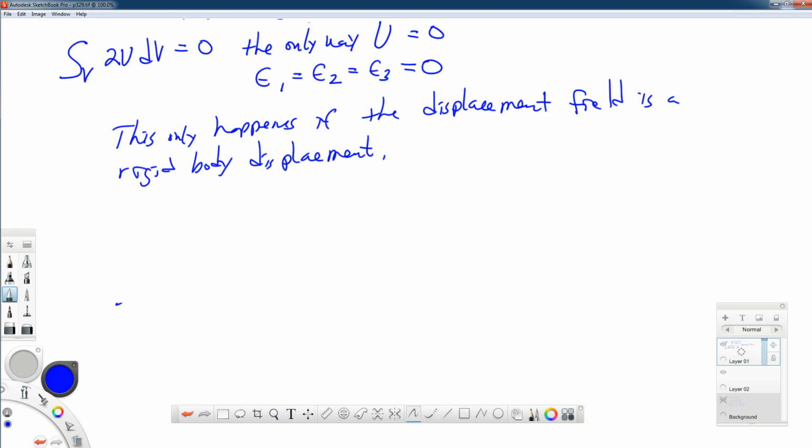Okay, now I'm not saying that any old displacement field is a rigid body displacement. What I'm saying is if we happen to have two solutions of displacement fields that satisfy equilibrium equations, then the only way that can happen is that the difference in those two displacement fields, the only difference there can be is a rigid body displacement.